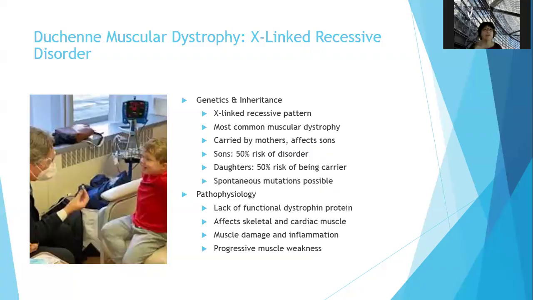Or if your mother has it. But anyway, Duchenne muscular dystrophy is an X-linked recessive disorder. So it's the most common type of muscular dystrophy. It's carried by mothers. It affects sons.